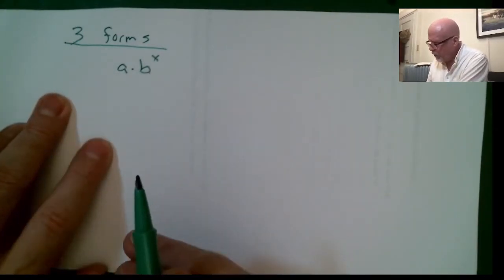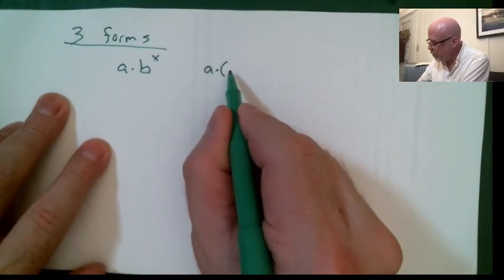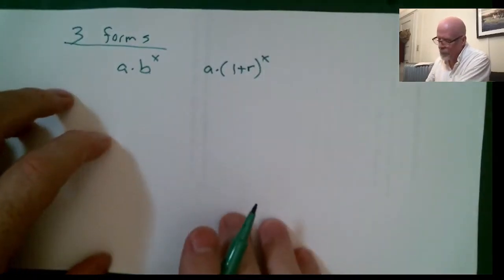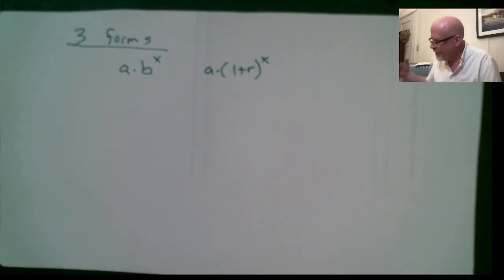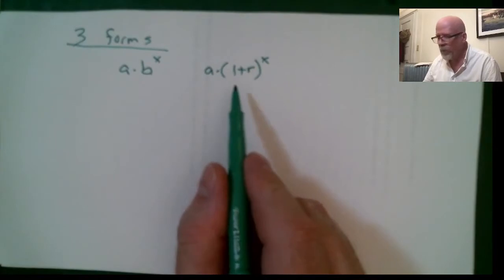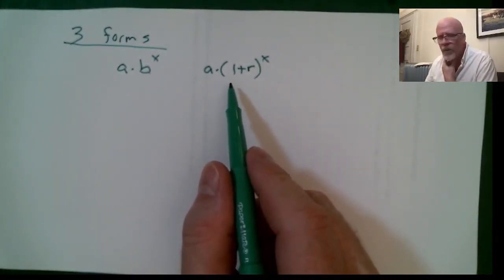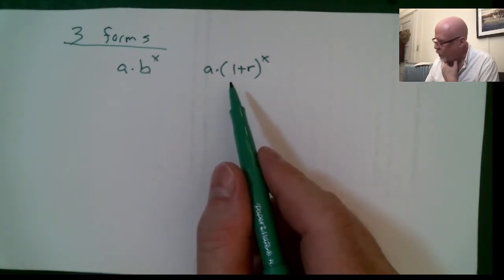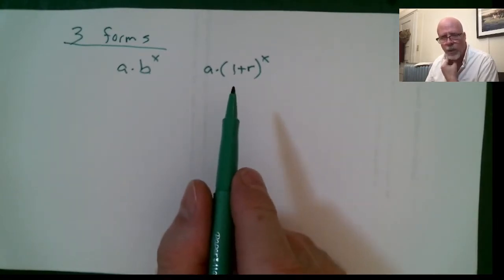Another form that you'll see, especially in finance, is this. A times (1 plus r) to the x. Now, that is a formula that emphasizes the idea of interest rate, or percent change is maybe another way to think of it. If I tell you that we're currently in an inflationary period, it's probably not news to you. Inflation is operating at about 7% per year.